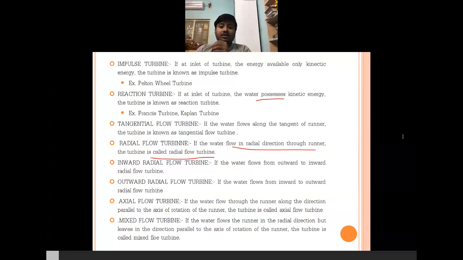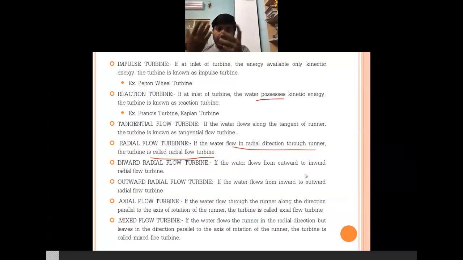So what is the inward radial flow turbine? If the water flows from outward to inward, मतलब बाहर से अंदर आएगा, that is known as the inward radial flow turbine. Similarly, अगर the water is flowing अंदर से बाहर जा रहा है, so that is known as the outward radial flow turbine.